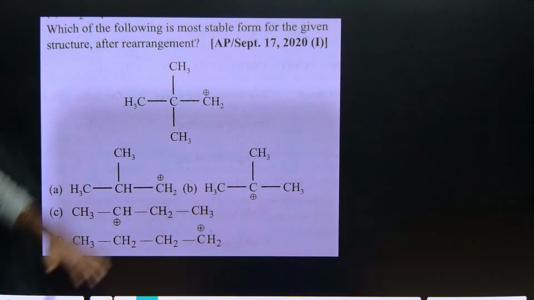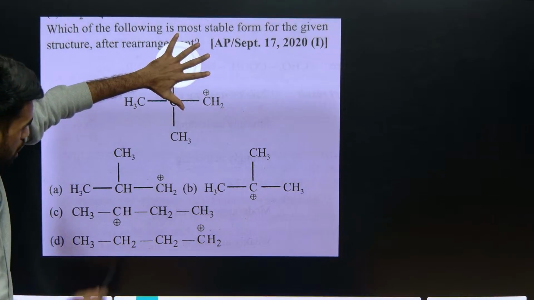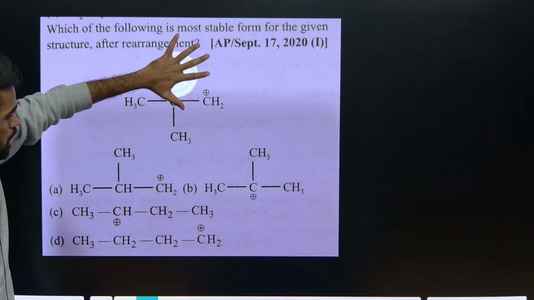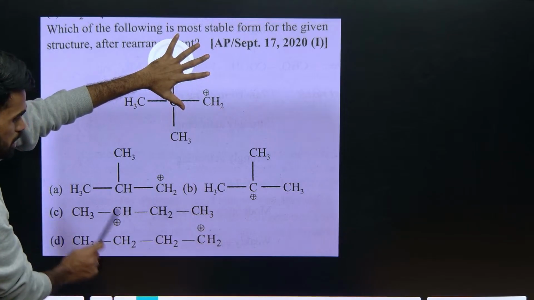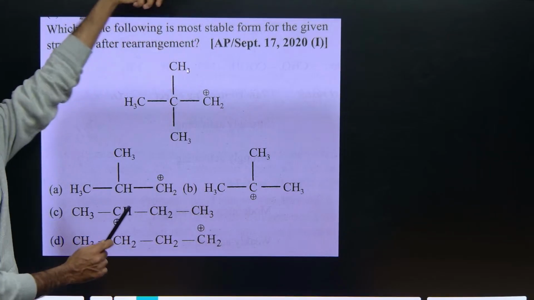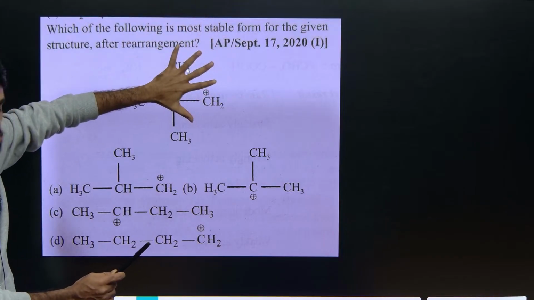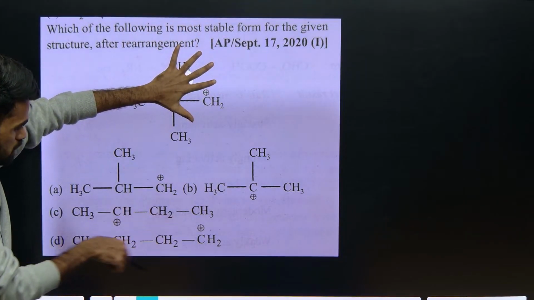like which carbocation is more stable. See, forget about this question. What I am asking is, out of these four options, which carbocation is more stable? Tell me first. If you are able to arrange the stability, then you can answer this one-step-more-forward question, this one. So tell me which carbocation is more stable here.